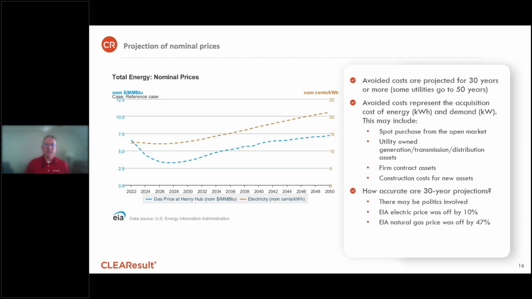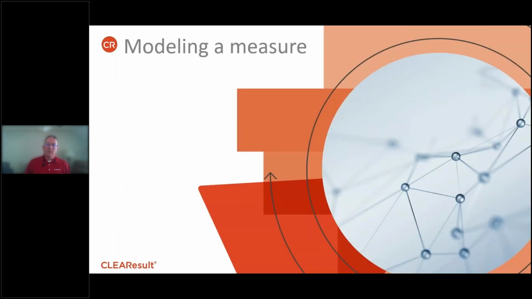You could maybe make the argument that a 30-year projection only being off by half is not bad, but you could also definitely make the argument that we don't really want to run our business based off of those sort of margins of error. So again, utility models are typically much more advanced than the EIA models, and a lot more accurate and precise. But it goes back to the question: we can't just assume that the average cost today is going to be the same cost for every year of the life of the measure. So hopefully that answers that question.